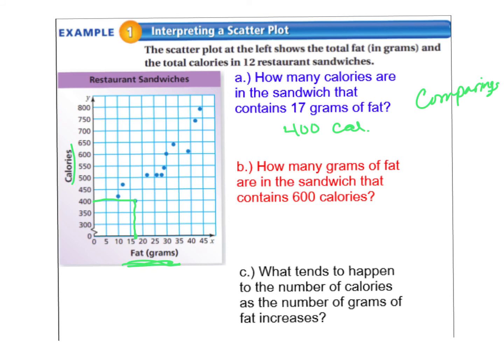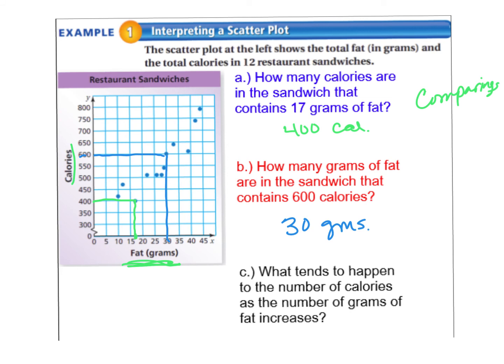Then let's go to the second question. How many grams of fat are in the sandwich that contains 600 calories? So now I'm going to go to calories, 600. I'm going to go over until I hit the dot. Then when I go down, I see that it has 30 grams of fat.